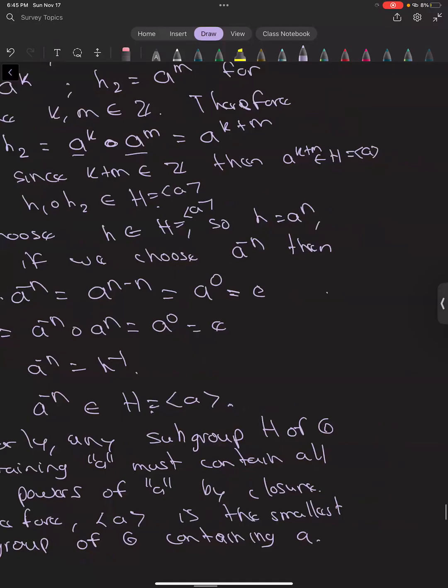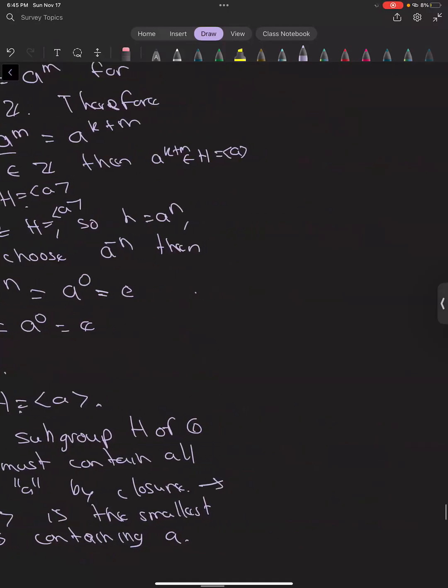So this by closure means if you contain a, then you must contain a composed with a, and then you must contain a composed with a composed with a. By closure, you compose a with itself as many times as you like, and that must be part of the subgroup, because that's the definition of a subgroup. You operate an element with any other element, and it must be inside the subgroup. Okay.